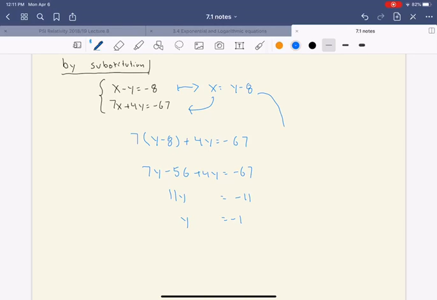Now, bringing this down, x equals y, which is negative 1, minus 8, is negative 9. So we get the point negative 9, comma, negative 1. Okay? And that will satisfy both equations. All right?